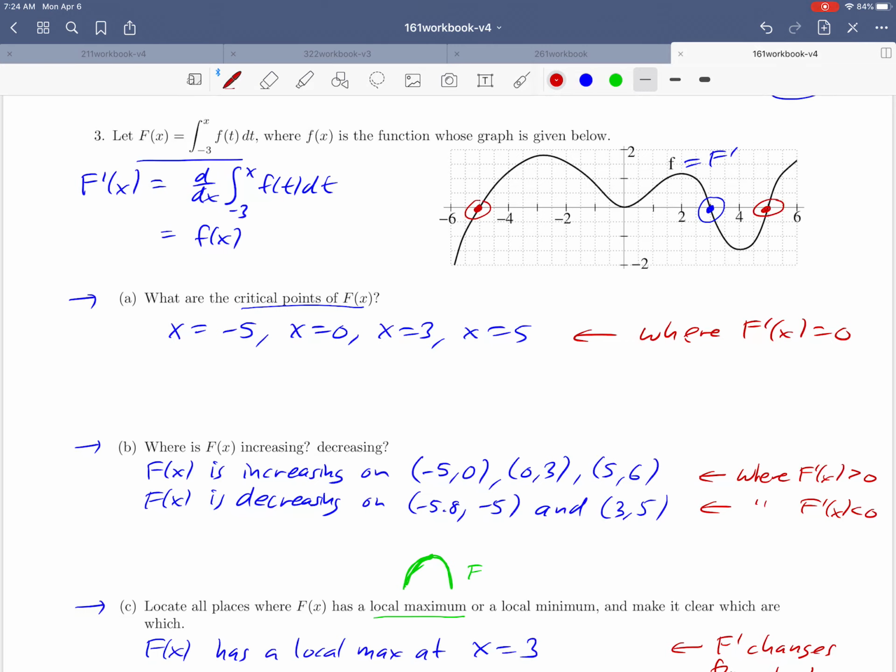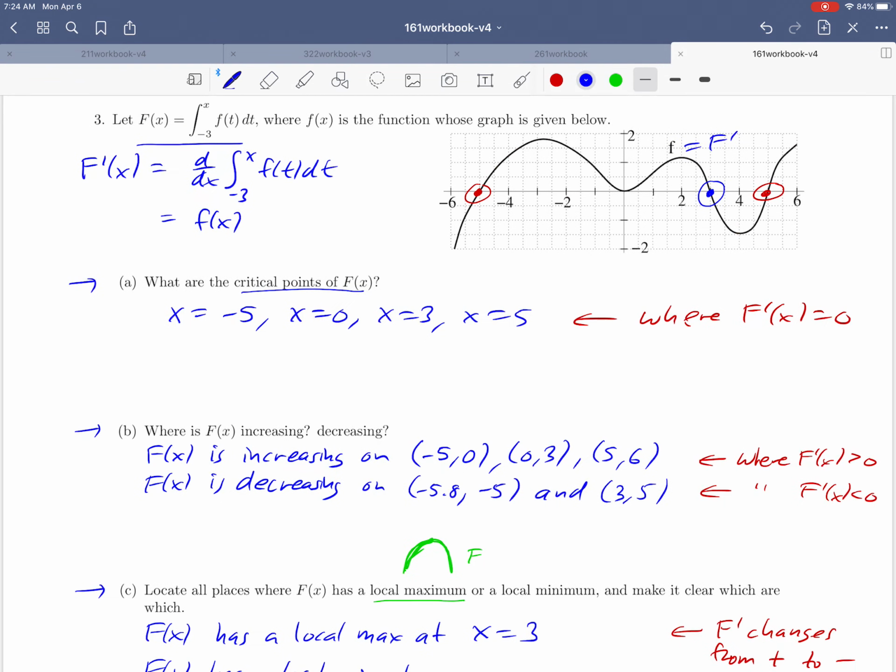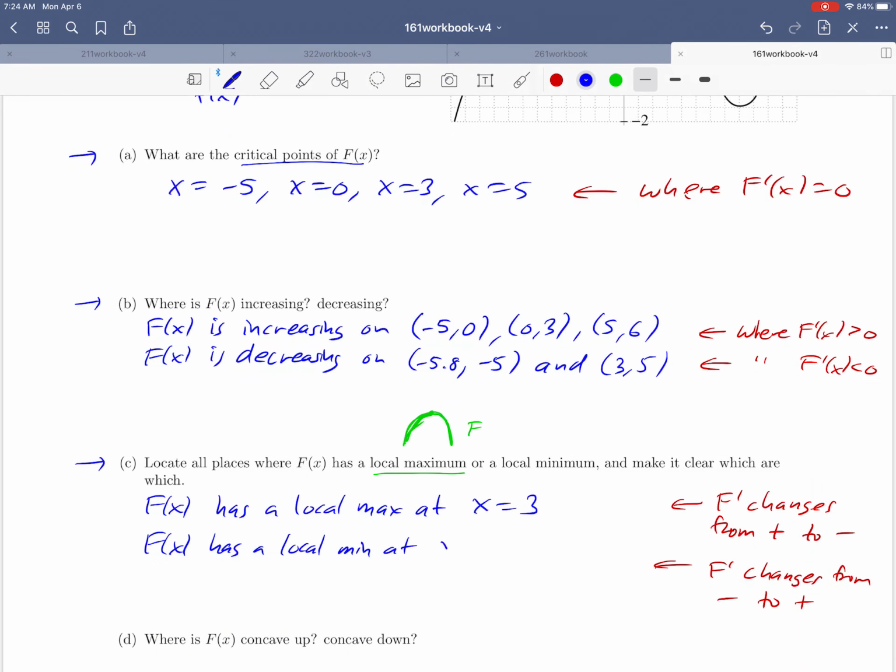Both of those places, the graph is going from below the x-axis to above, which means that our function capital F should have minima at both of those 2 points. Let's see, what were those numbers? -5 and 5.